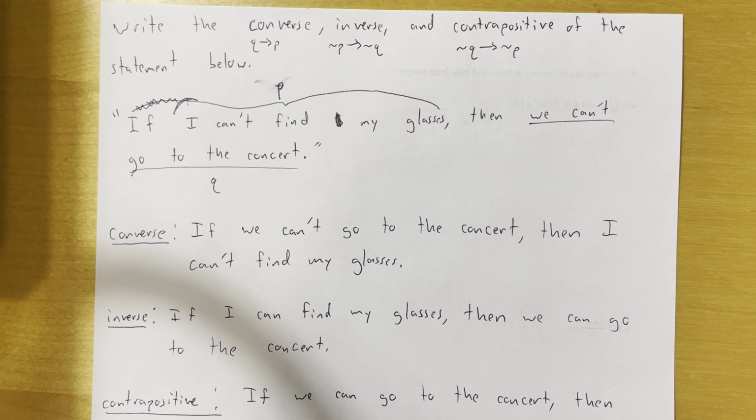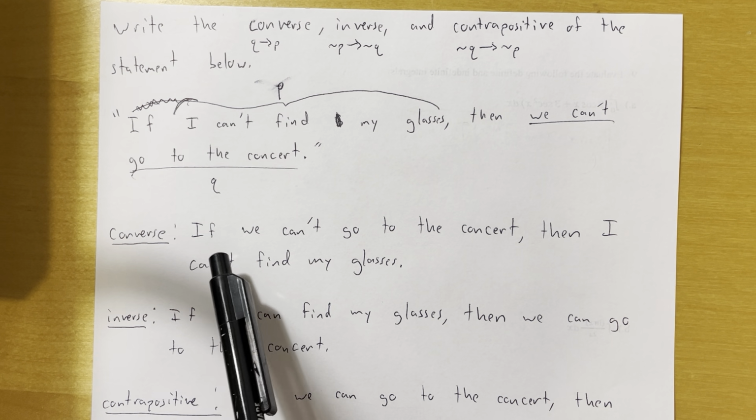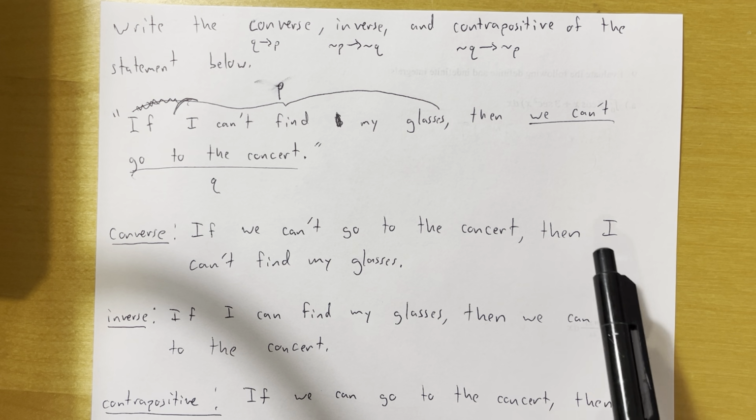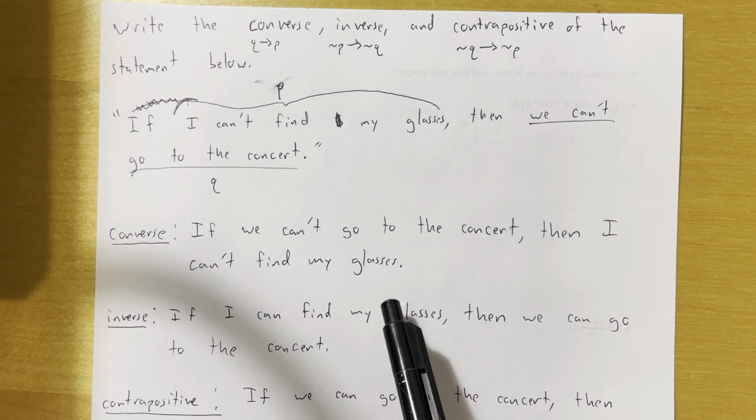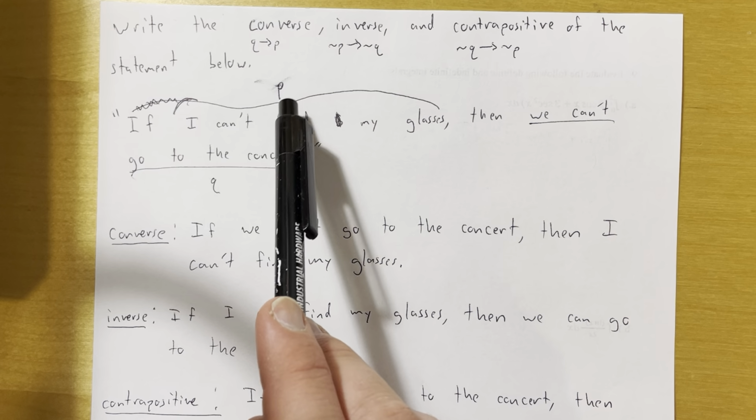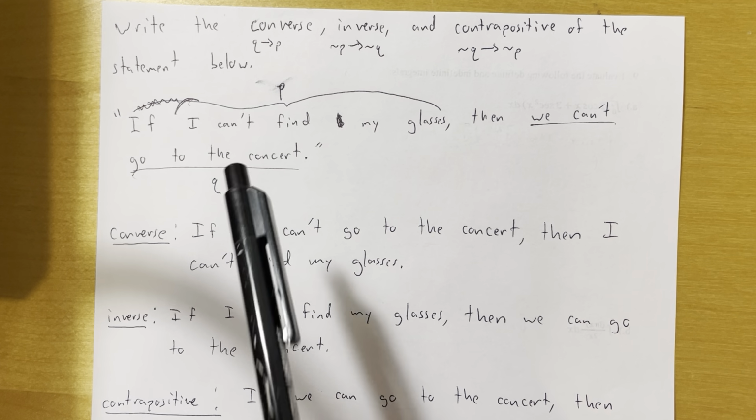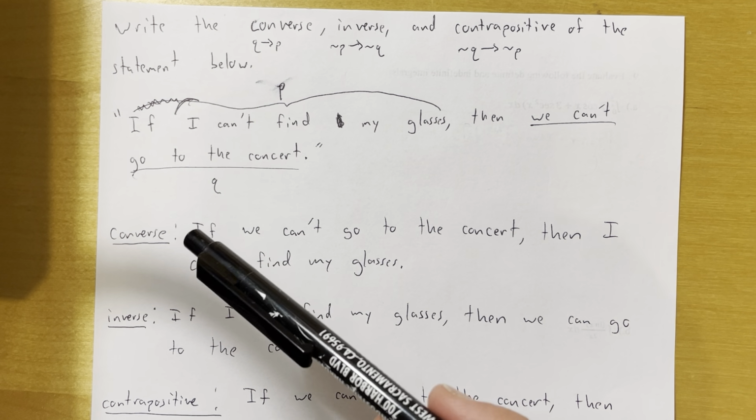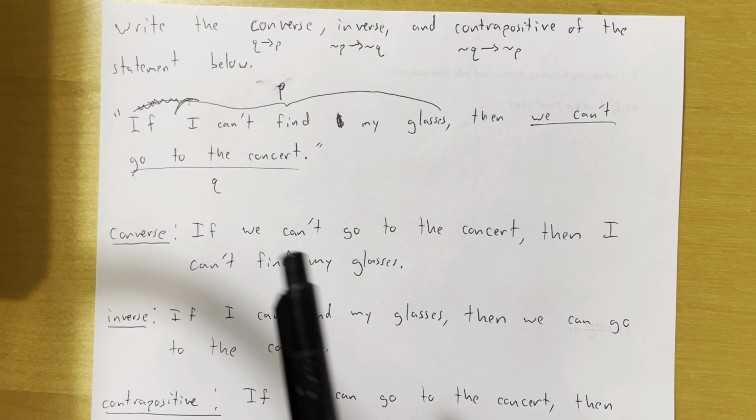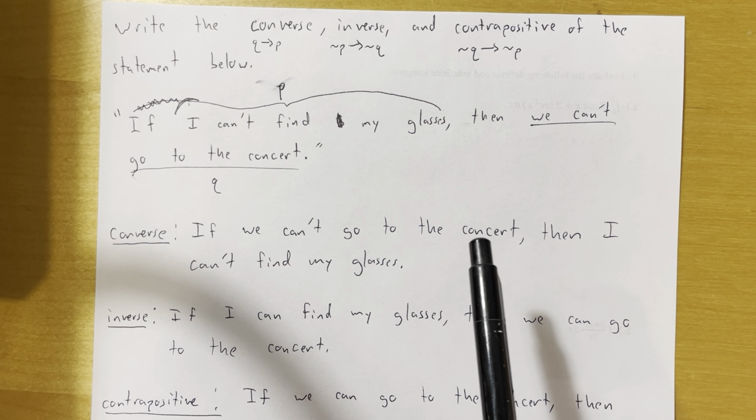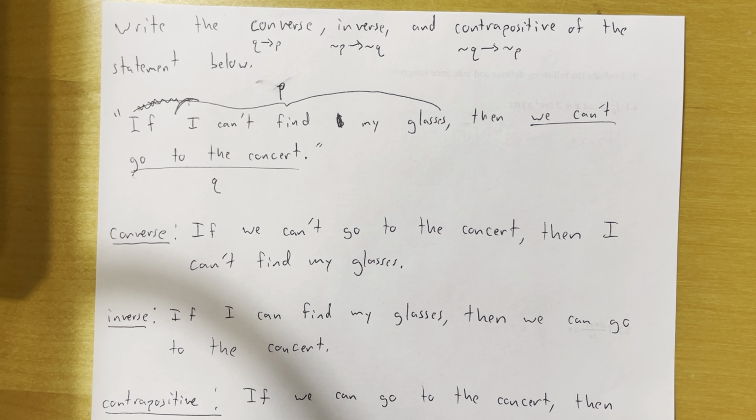Okay? The converse of that statement does not necessarily make sense. So once again, the converse says, if we can't go to the concert, then I can't find my glasses. It's not hard to see why the first statement implies the second, but it's not necessarily true that the second statement implies the first. Remember, if we can't go to the concert, here we're thinking of that as an assumption. I'm assuming that I cannot go to this concert. Does that necessarily mean that I couldn't find my glasses?